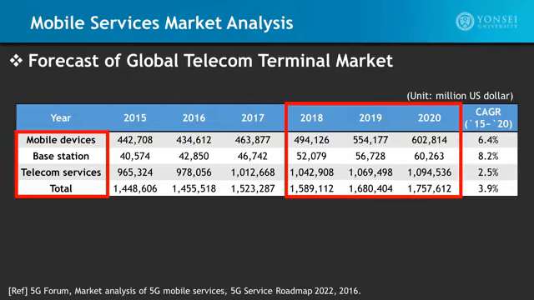Looking at what will happen up to 2020, you can see that mobile devices will grow all the way to 600 billion, and it will exceed the 600 billion level. Then base stations will go up to the 60 billion level and exceed it. And telecom services will nearly approach $1.1 trillion in 2020. So you can see that this is a tremendous market and there is great potential for various technologies to join. We'll see further details about that.